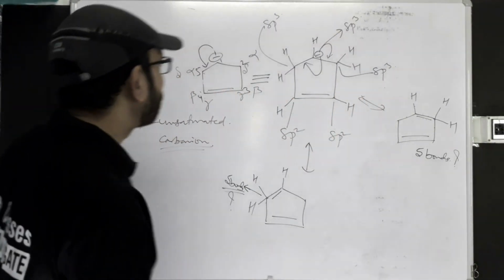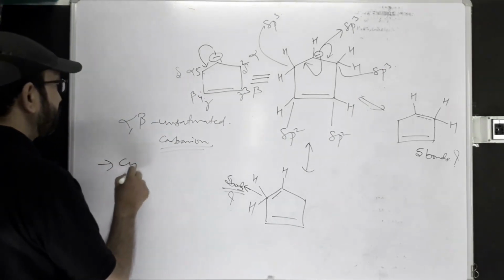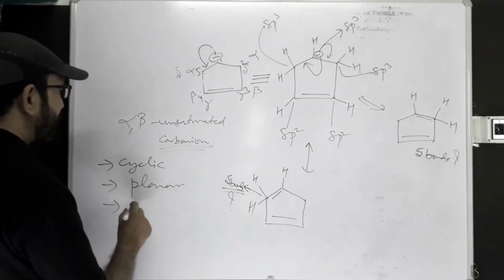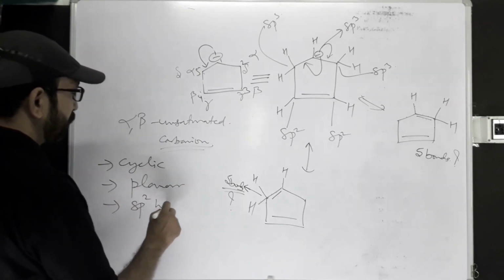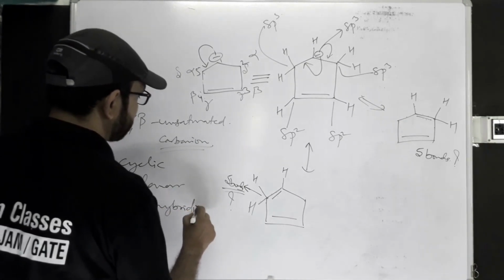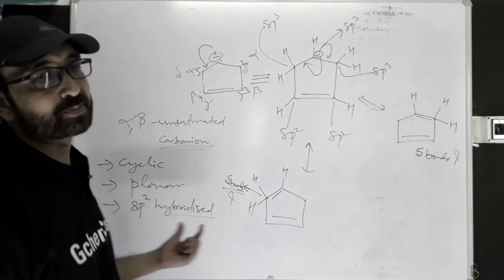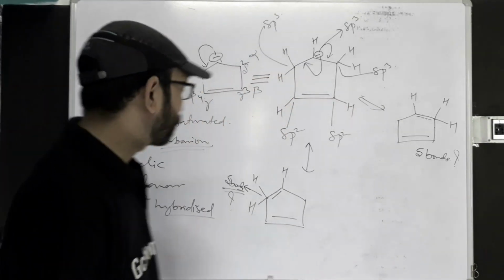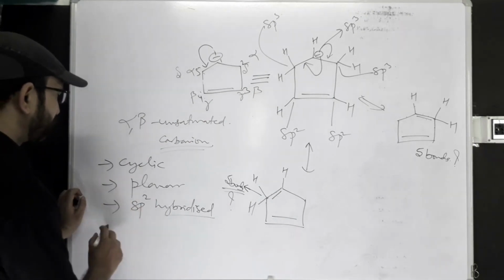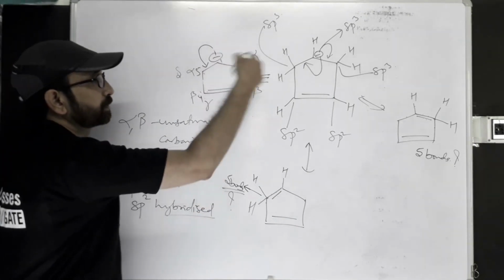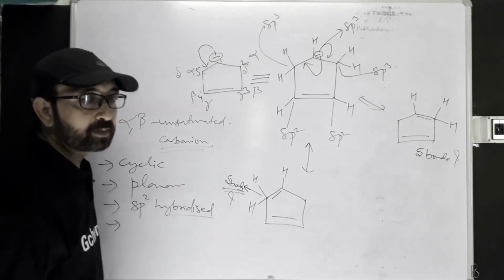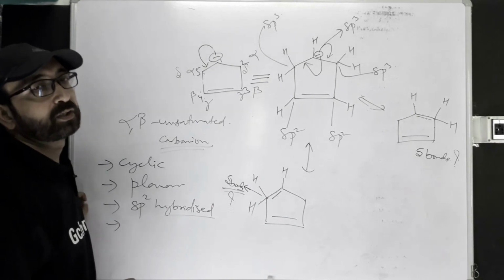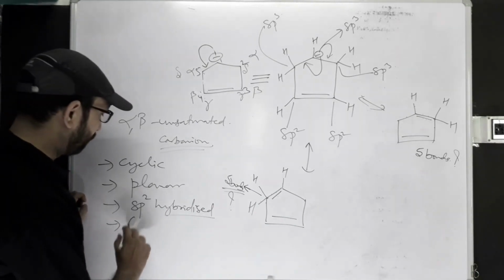So we have only clear two things. One is it should be cyclic. Second, it should be planar, and then directly you add all the carbons should be sp2 hybridized. Because we know that if it is sp2 hybridized, it will be planar. So these three we have already fulfilled, and the third one we have already seen: the migration of negative charge is happening, right? Delocalization of negative charge is happening, delocalization of the pi bond is happening. So what we call that is conjugation.